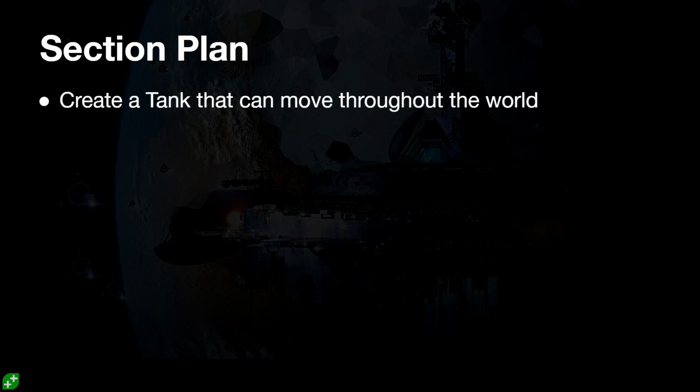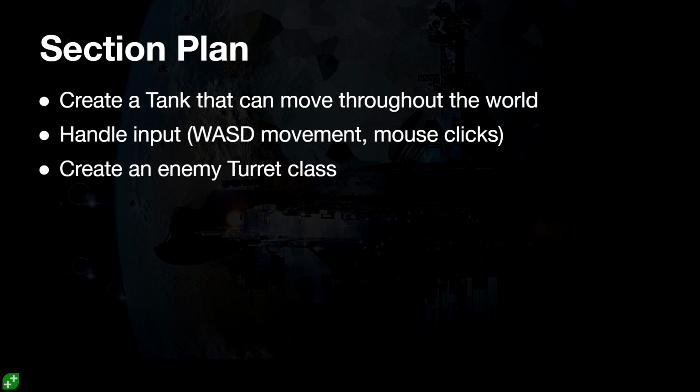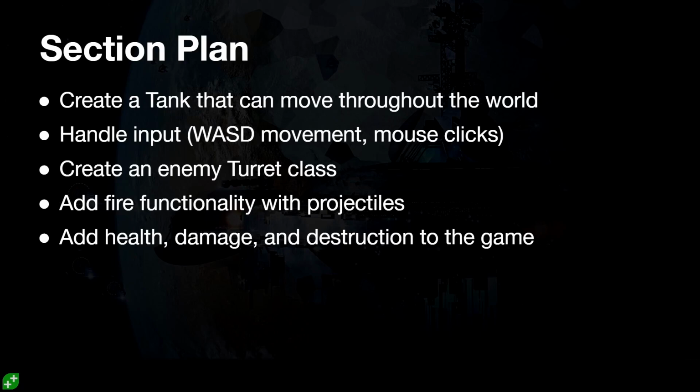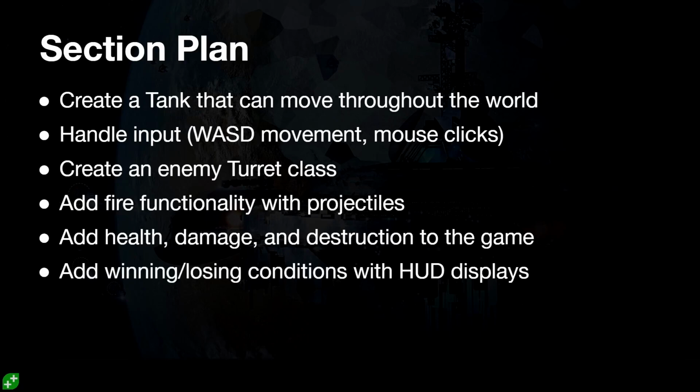Now we know we've created a tank. It can move throughout the world. We made an enemy turret class. We added fire functionality and projectiles, along with health, damage, and destruction in our game. Now we have winning and losing conditions, and we're displaying those with widgets to our HUD.